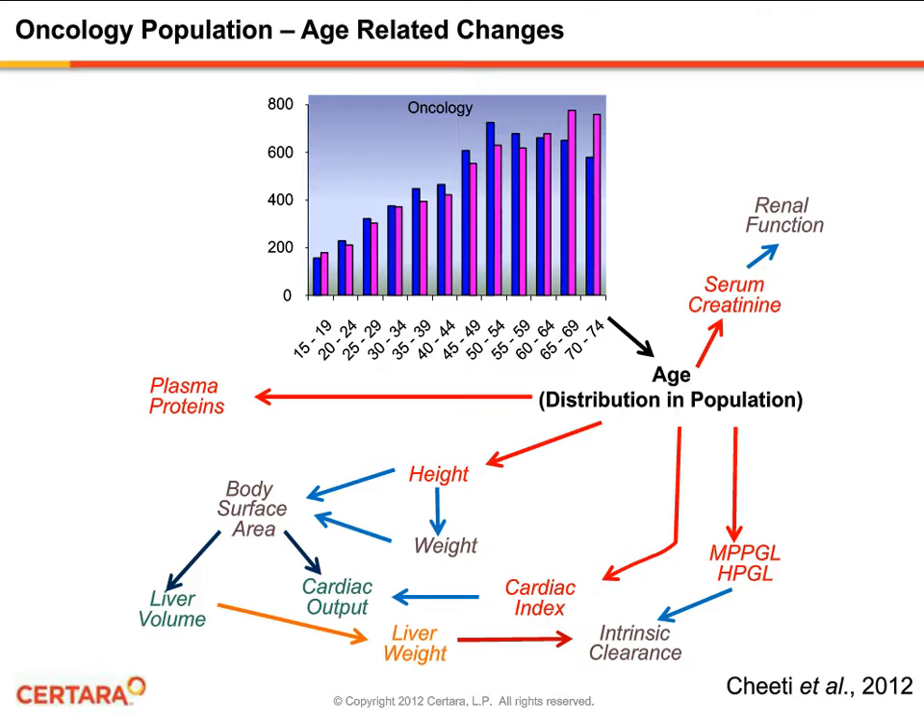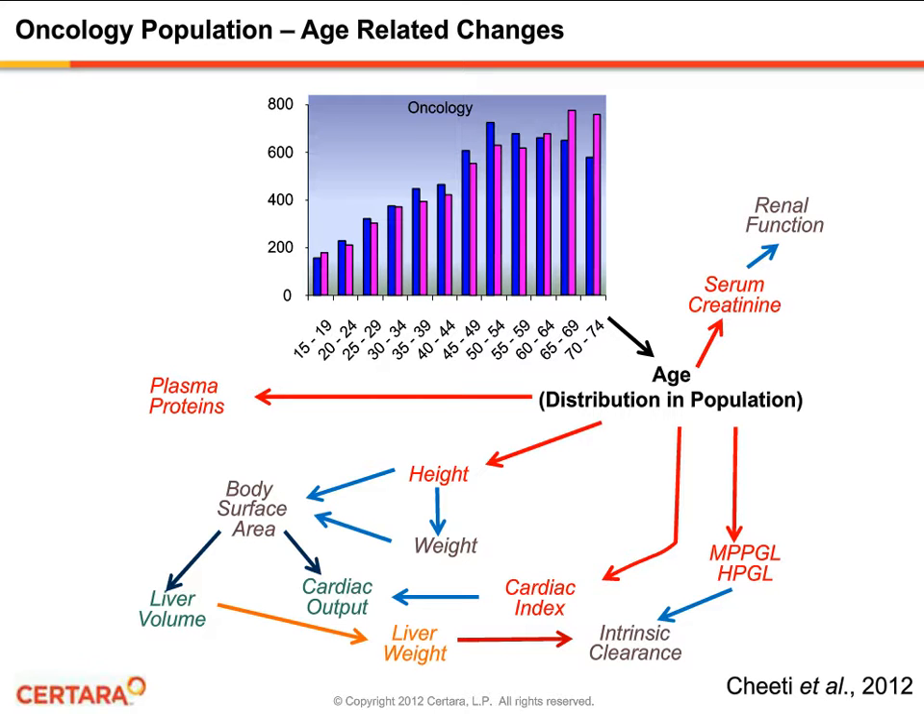And what this means is that we'll end up with more older people than we would in a healthy volunteer population. Wherever we have the covariates in place within SimSlip and this relationship with age, that will propagate through to a change. And so you can see that we have an MPPGL age relationship. This is milligrams of microsomal protein per gram of liver.